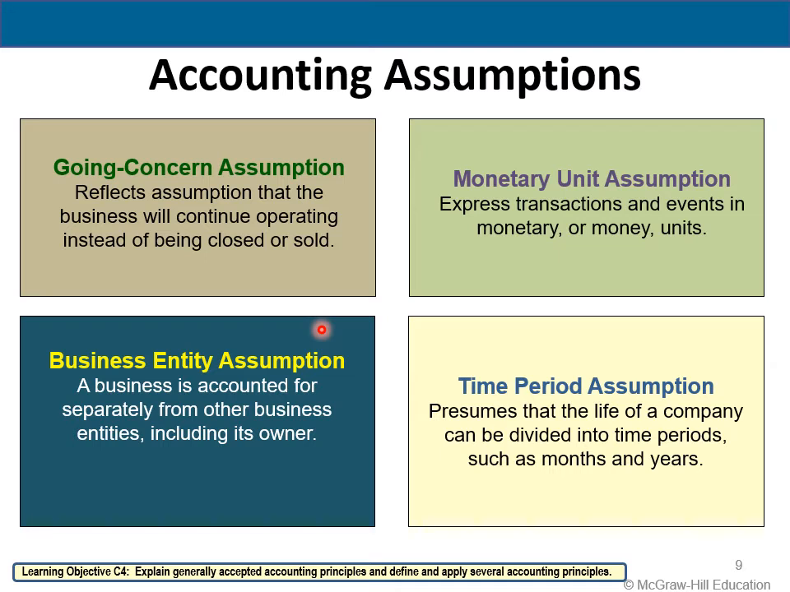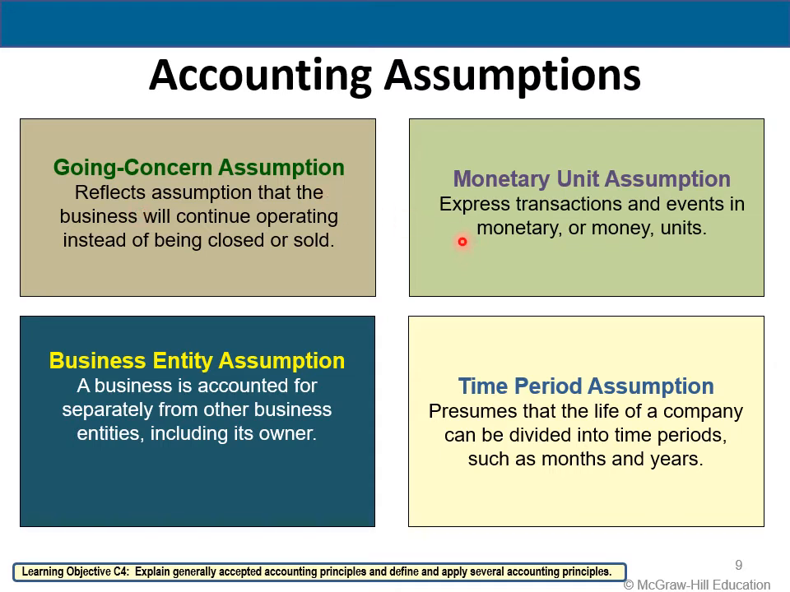All right. The accounting assumptions. So we have our going concern assumption. This is simply assuming that the company will continue to operate into the foreseeable future. That's the going concern assumption. We know that businesses can and do go out of business, but for the purposes of the financial statements, we're going to assume that the company will continue to operate into the foreseeable future.